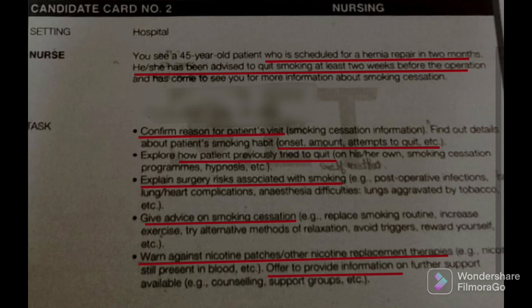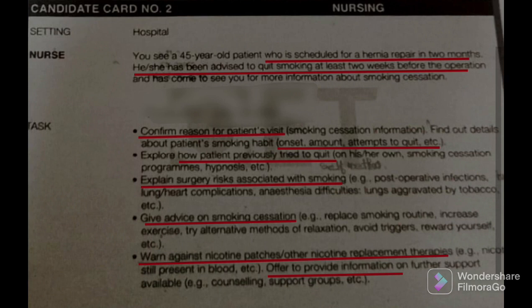Then we can ask about the onset, amount, and attempts to quit. So how can we ask? Mr. George, could you please tell me regarding the onset of your smoking, from when you have started, how long you have been smoking, how many cigarettes you are smoking, what type of cigarettes, and have you tried to quit smoking before at any time? Like that, we can ask the question.